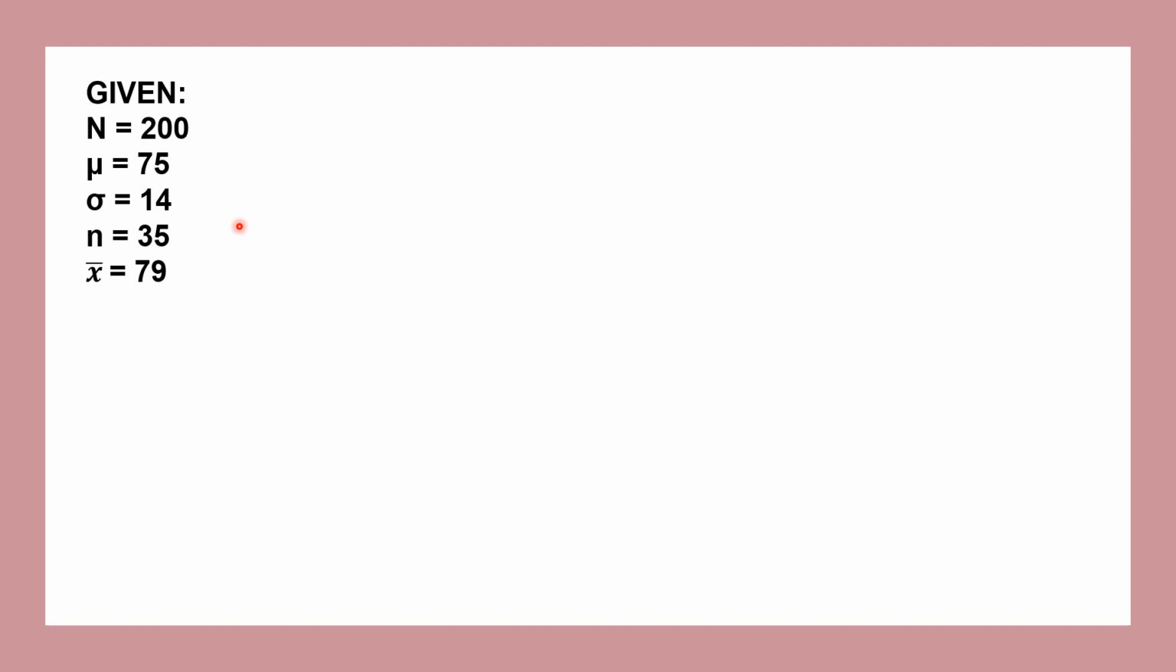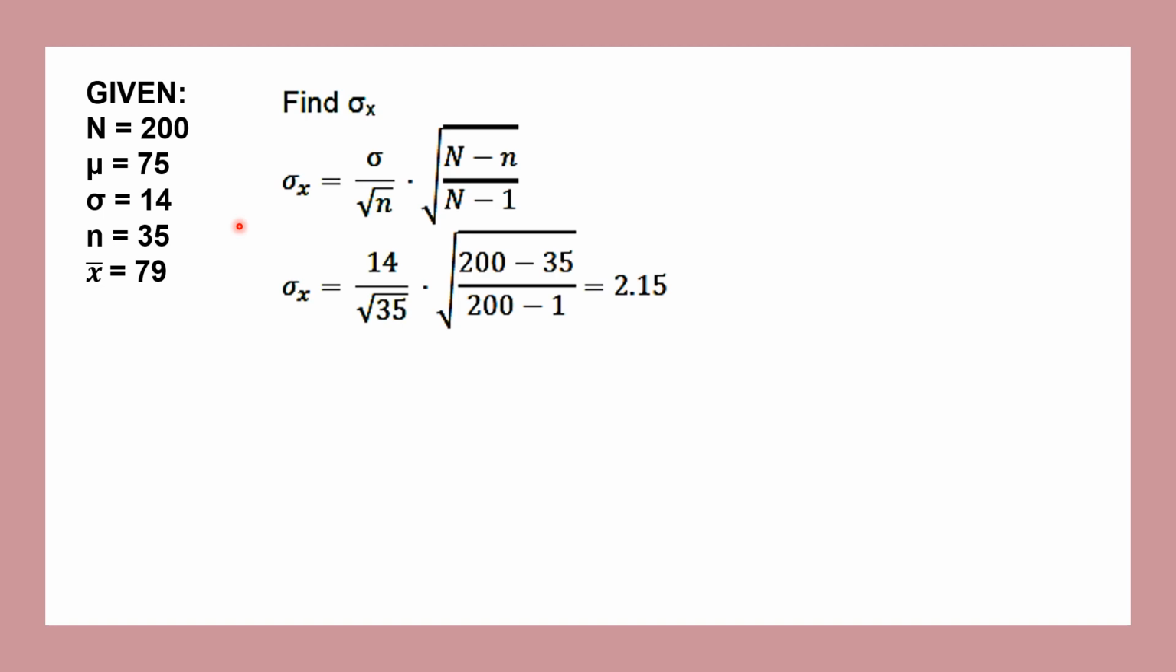What is next? We find the sigma sub x, no? So, bakit ito pa rin yung formula, not the sigma over square root of n lang? Bakit minultiply pa rin natin siya sa finite population correction factor? Dahil po, it involves finite population, given kasi yung population natin, which is 200. So, upon substitution, the answer would be 2.15.